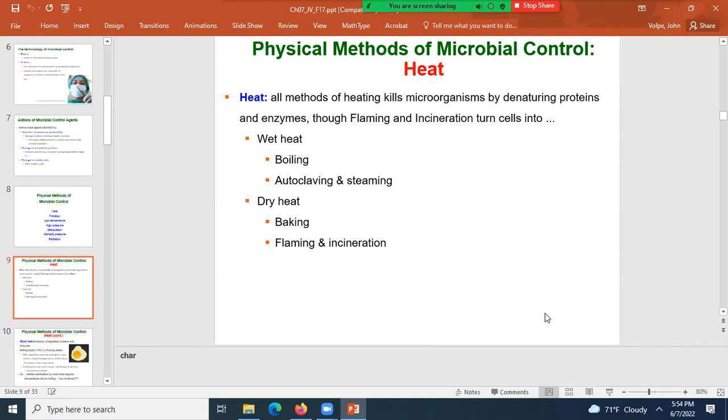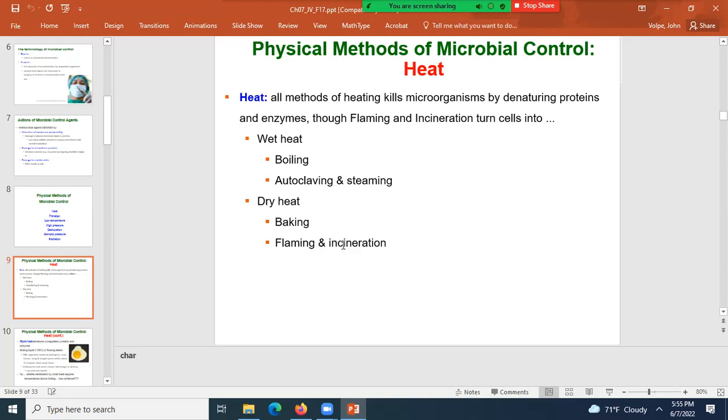So heat's the first physical method we're going to talk about for controlling microbes. All methods of heating kill microorganisms by denaturing proteins and enzymes. However, flaming and incineration, which are high temperature heat, can actually turn cells into char, and that, of course, will damage the cells as well. Wet heat is boiling or autoclaving or steaming, and it's a little more effective than dry heat, which is baking.